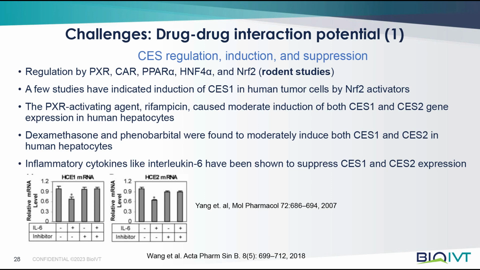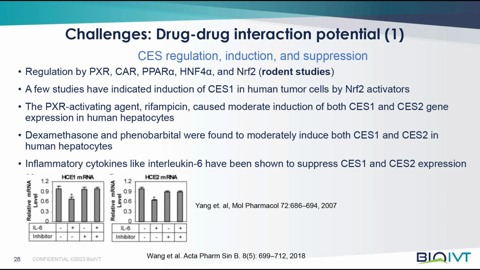So then moving on to regulation, I mentioned this before that these were mostly rodent studies, but you go across the regular players, so PXR, CAR, but also PPAR alpha, HNF alpha, and even NRF2. And in fact, a few studies have actually showed induction of carboxylesterase 2 in human tumor cells by NRF2, and this could be more of an adaptive response. But then also PXR agonists, so rifampin, you can see moderate induction of both carboxylesterase 1 and 2 in hepatocytes. And again, don't forget there is carboxylesterase 2 in hepatocytes.